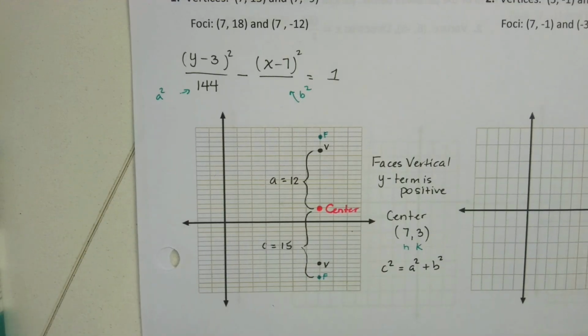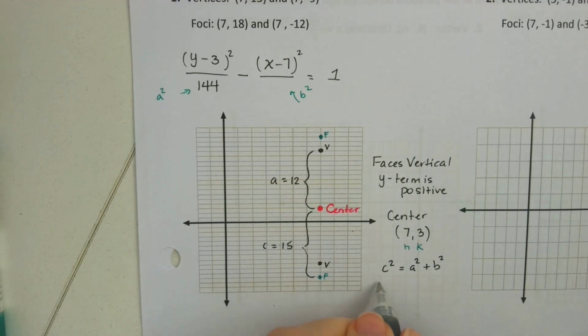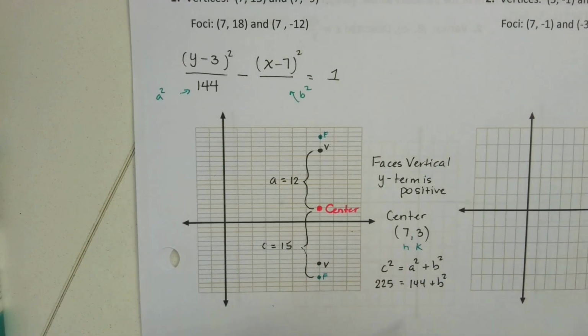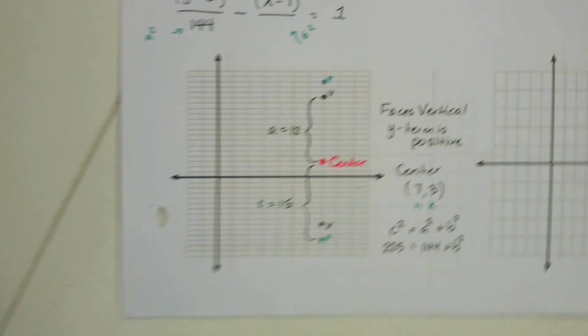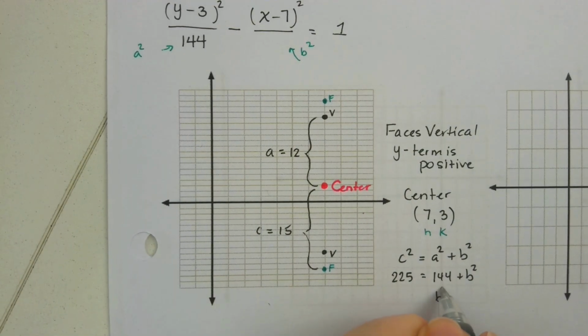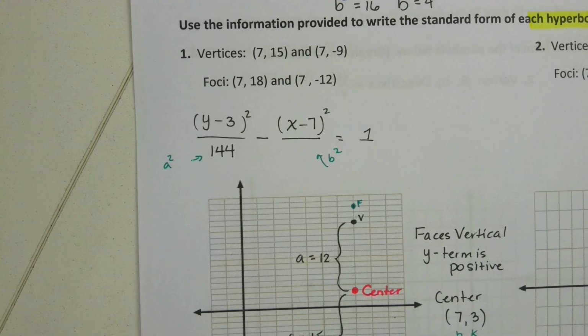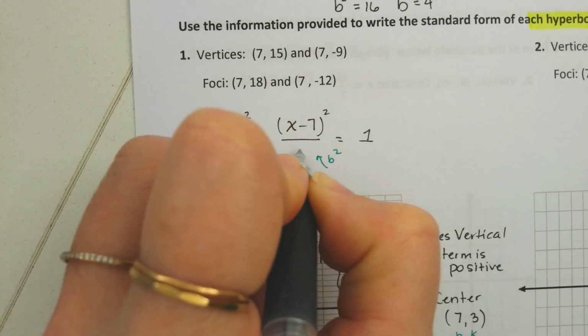Yep. c squared, that would be 225, 15 squared. And then that would be 144. And then we'll subtract to find b squared is 81. Do I need b squared or do I need b? We need b squared. Very good. So my denominator over here will be 81.